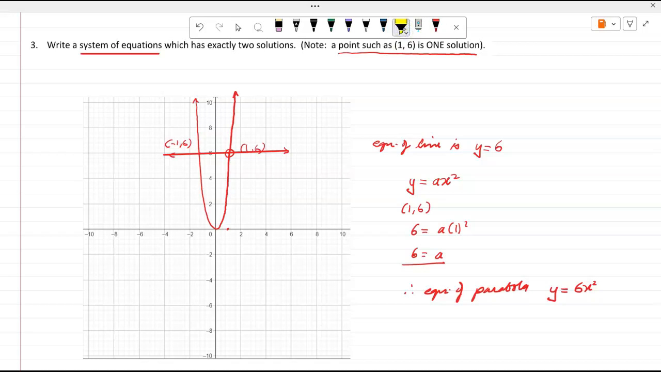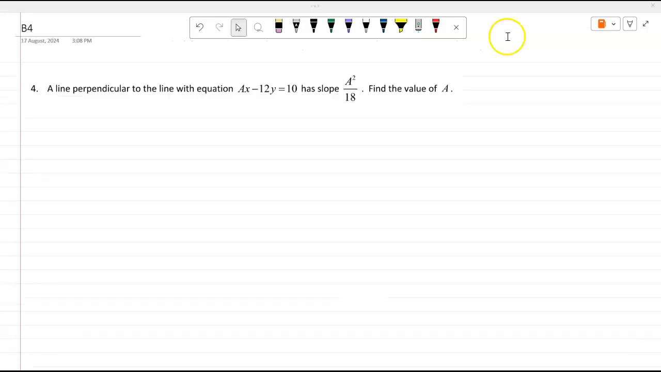Okay, so these are my two equations. You followed? Don't forget this, this is very important. It's not y is equal to normal x squared; it is ax squared, where a is a vertical stretch factor. First thing you need to do is write the equation in y is equal to mx plus c form. Don't forget that.